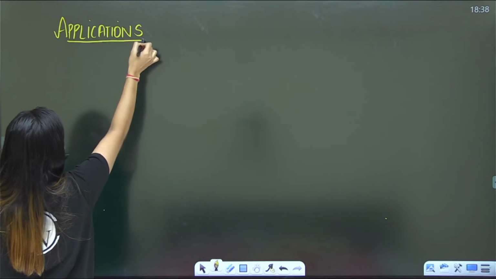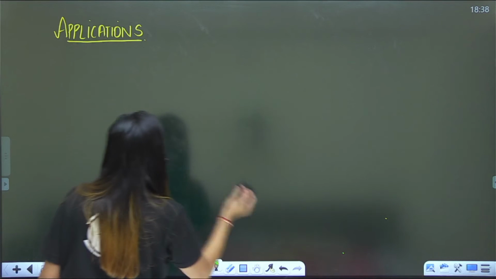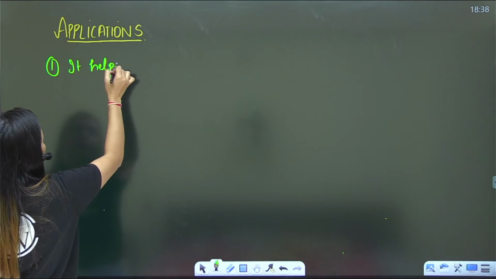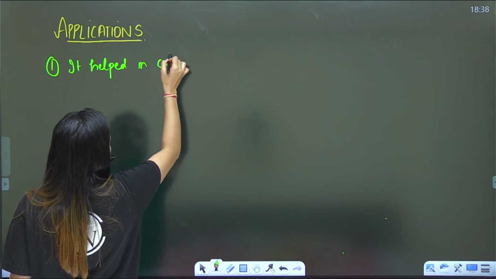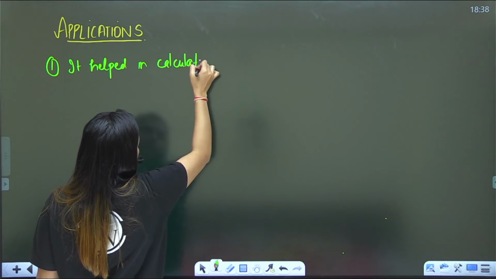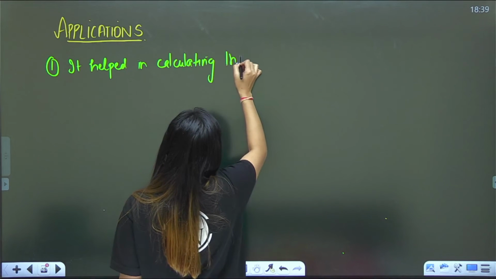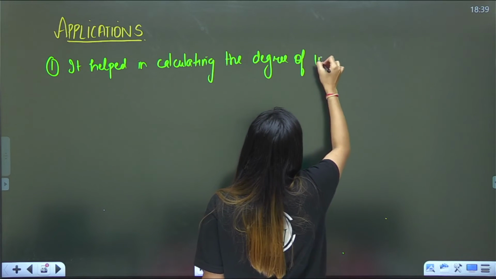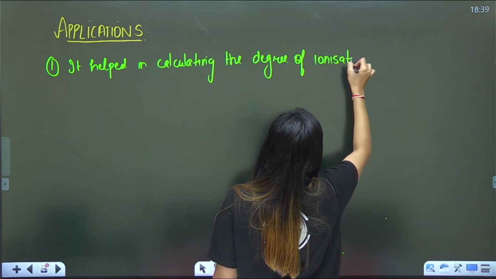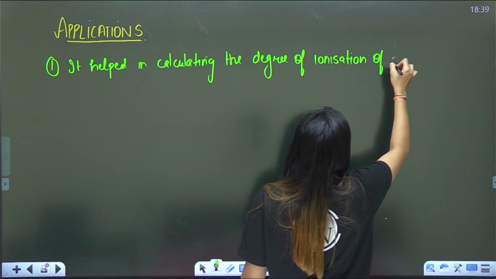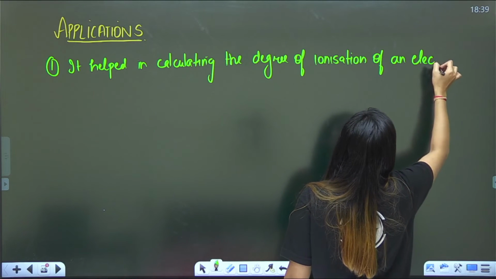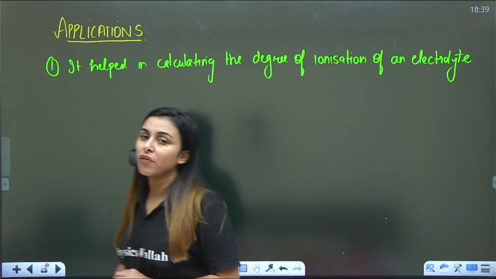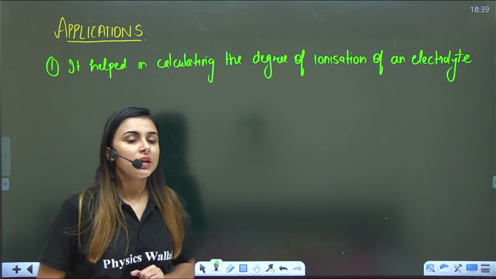So the first application of Kohlrausch law was that it helped in calculating the degree of ionization of an electrolyte. How? Let's write the formula.